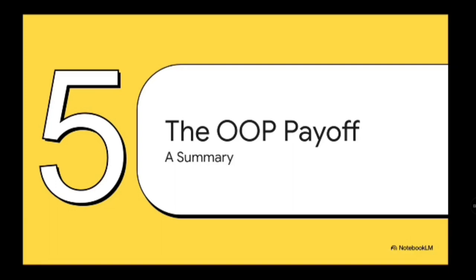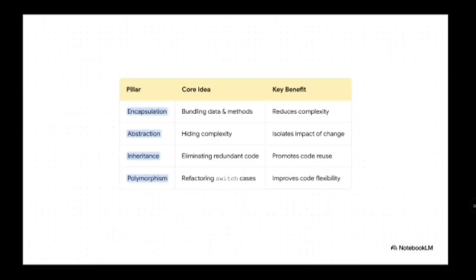Let's do a quick recap just to put it all together. So here's the payoff, the whole shebang. Encapsulation bundles our data and methods together to reduce complexity. Then abstraction comes in and hides that internal complexity, which isolates the impact of any future changes. Then we have inheritance, which helps us eliminate redundant code by promoting reuse. And finally, polymorphism lets us get rid of all those ugly conditional statements, making our code way more flexible.